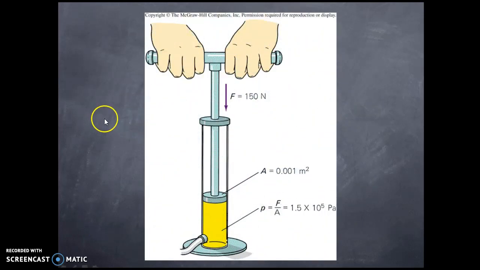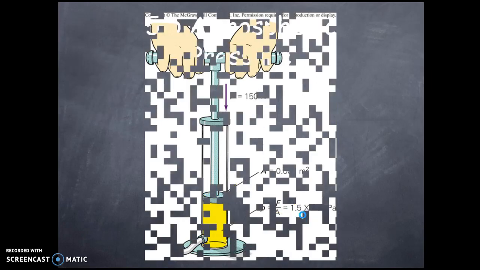So this is the picture representation, where the person is applying 150 newtons of force on the cross-sectional area of the piston, which is 0.001, and the pressure on the air is 150 kilopascal.